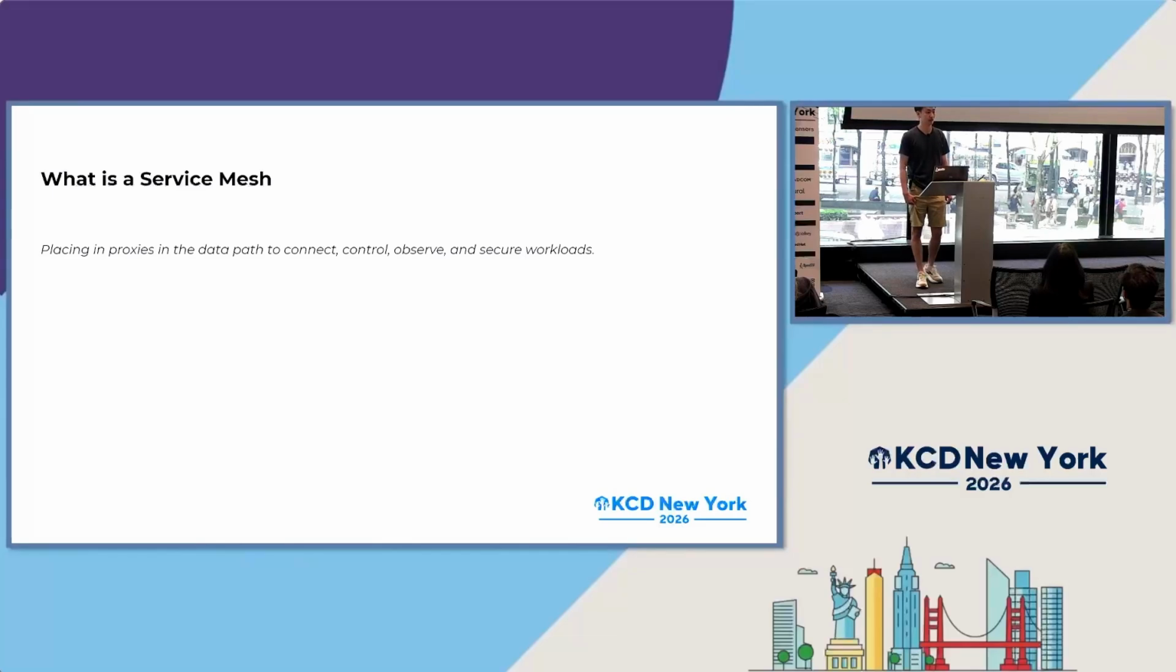You want to observe your traffic, right? When things aren't working, you want to see why, what's happening, through metrics and traces. And finally, you want to secure your traffic by verifying identities, by encrypting traffic so that observers can't see what's going on, and by enforcing authorization and authentication policies. These are all things that a service mesh does, and it does so by placing proxies in the traffic path and having the proxies do all these things.